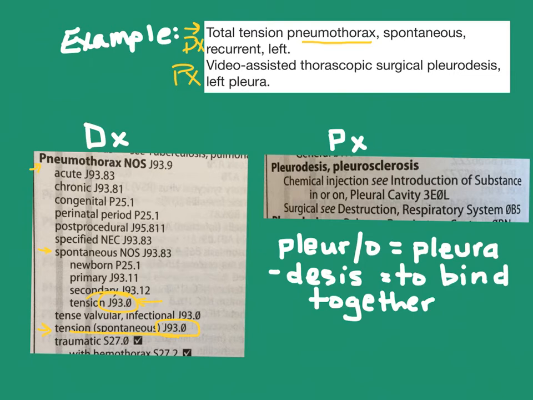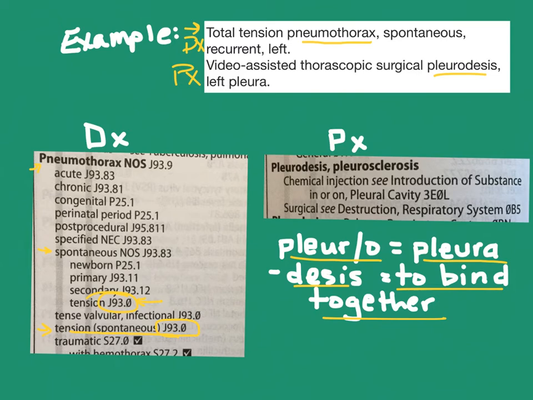Now let's take a look at the procedure code, which is this pleurodesis procedure. So let's think back to our medical terminology. We have pleuro, meaning the pleura, and desis, meaning to bind together. So what this procedure does is it creates or produces adhesions in that pleural space. It binds that space together so that the air or gas can no longer collect in there.